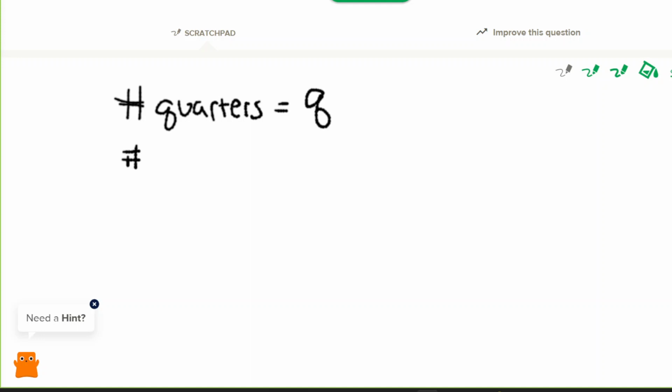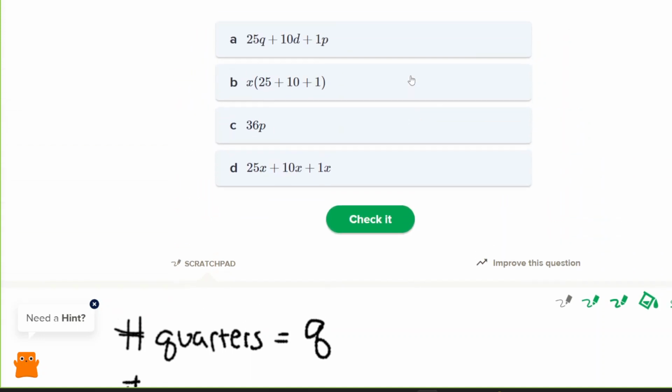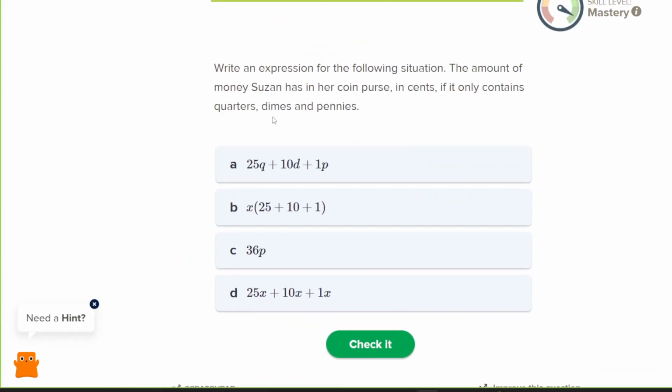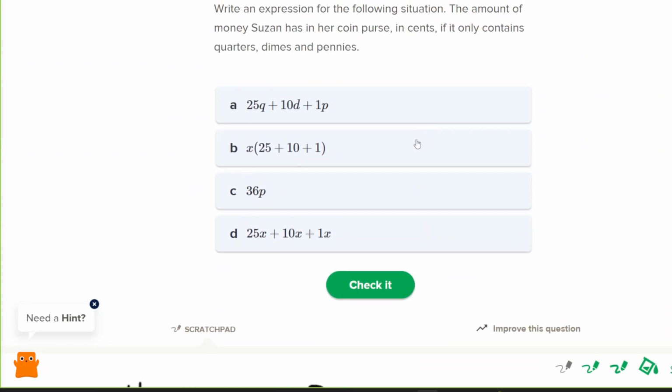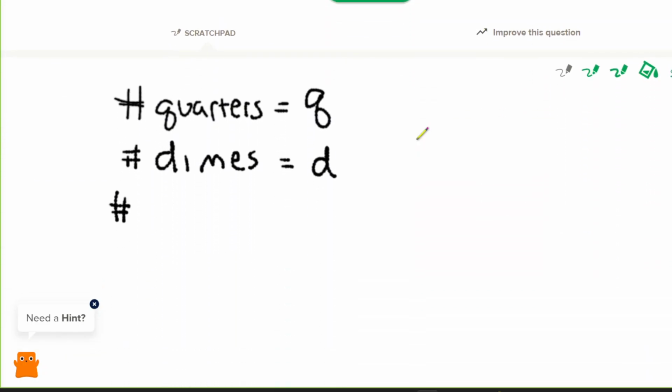And the number of nickels, I believe, it was quarters, dimes, and pennies. My apologies. So the number of dimes, I'll write next. Number of dimes, again, based on the choices I just saw from the multiple choice area, I'm going to call that D. The number of dimes she's carrying. And the number of pennies, I'll call that P. She has P pennies.